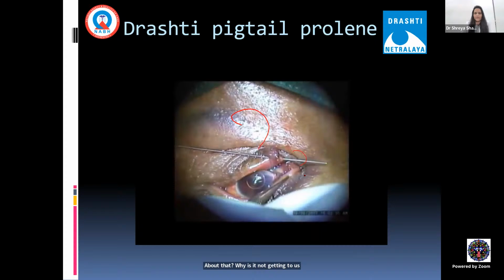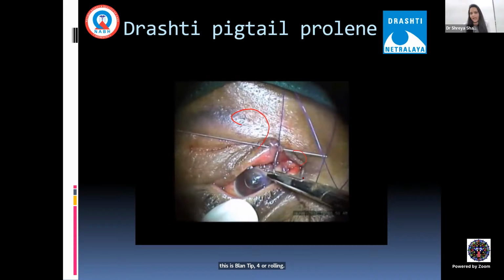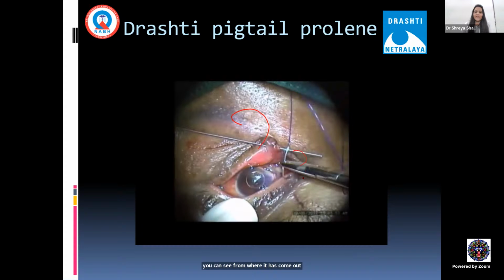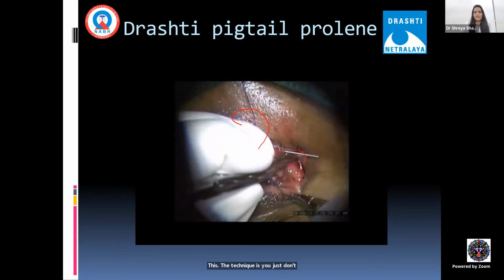So you're again dilating the punctum, and this is a blunt tip 4-0 Prolene. We are passing it through the uninjured canaliculus, and you can see from where it has come out. It will not go anywhere other than the cut end of the canaliculus. So once it is coming out, the technique is that you just don't push. You can see it has come out, and now you'll be able to see the pharyngeus ring reflex.